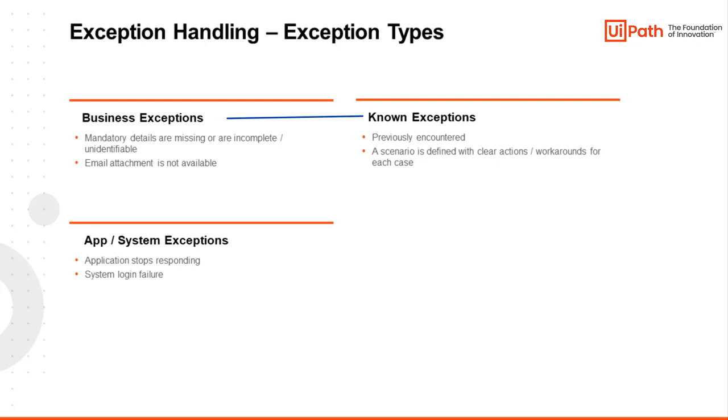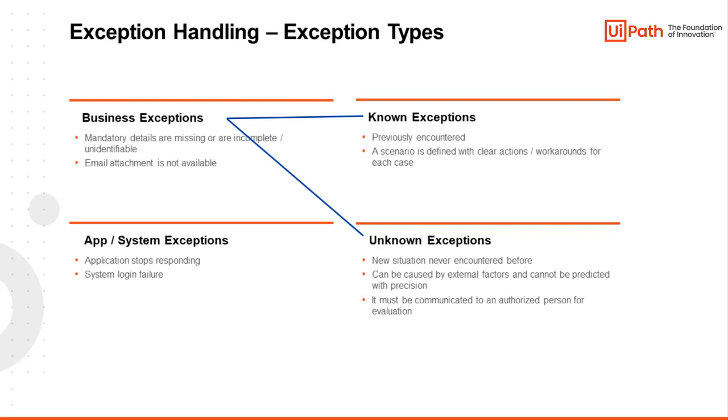The known exceptions are those that have been encountered before and for which a workaround is available. The logic of exception handling differs from one known error to another. The unknown exceptions consist of unpredictable situations which have never been encountered before and are usually caused by external factors. When these exceptions occur, an authorized person must be notified to evaluate the situation. The exception handling logic is the same in the case of all unknown exceptions.